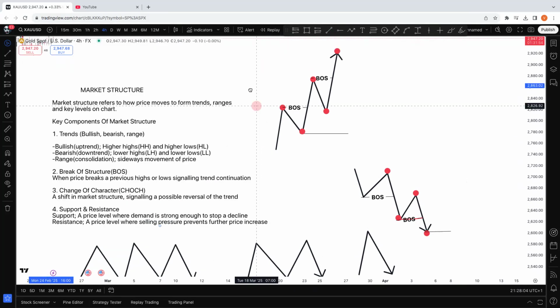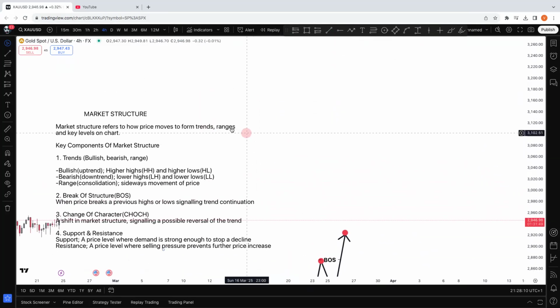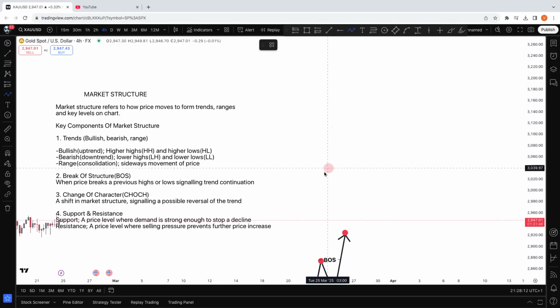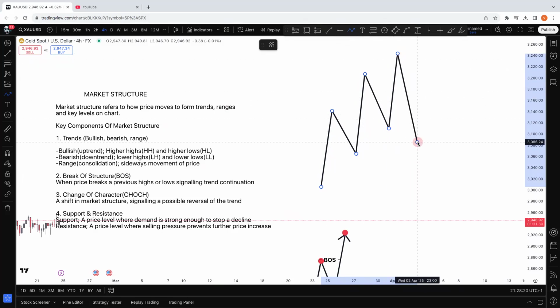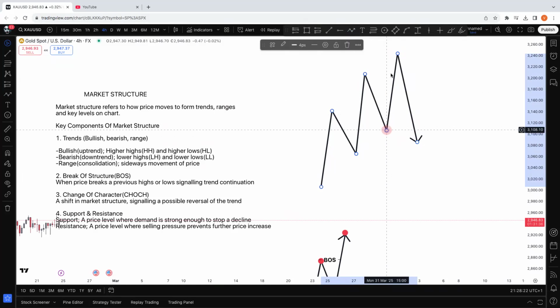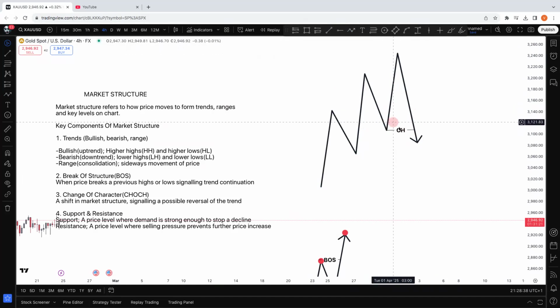Now, what is a change of character? Change of character is when price changes direction. Let's say a market that was moving this way, going up, creating a series of higher highs and higher lows, all of a sudden decides to take this last higher low that created this higher high. When this happens, we say a change of character has happened. And when the change of character happens, it signals a change of direction. It means the market is about to reverse to the opposite direction. So this is our change of character.